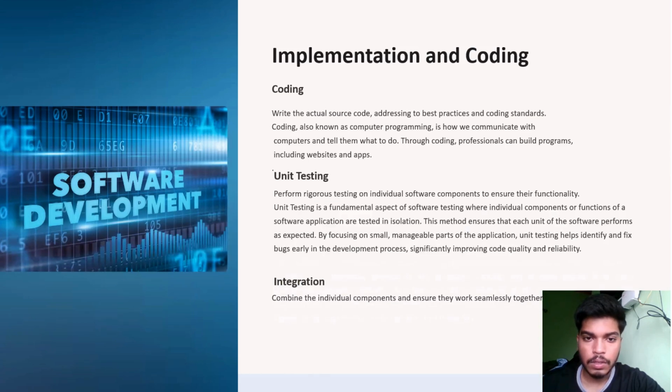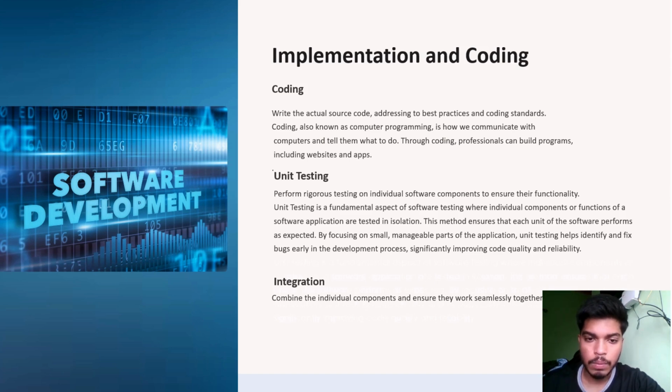Next one is implementation of coding. What is coding? Write the actual source code adhering to the best practices and coding standards. Coding, also known as computer programming, is how we communicate with the computers and tell what to do. Through coding, professionals can build programs including websites and apps.